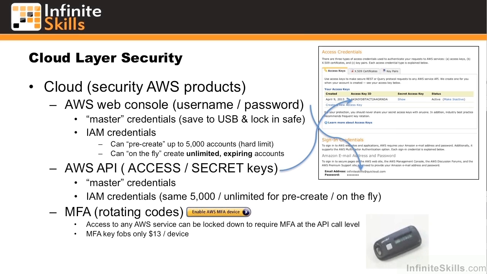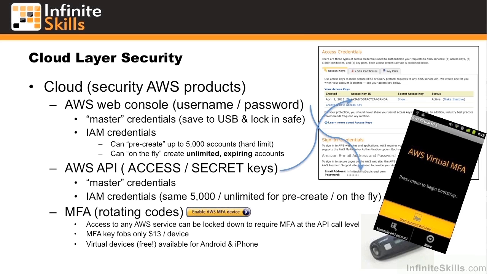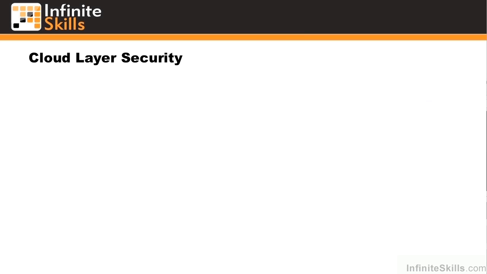These are essentially little key fobs that you pass out to individuals in your organization. The key fob has a rotating number on it that requires you punch the number in when you access the code. Amazon also provides apps for iPhone and Android, and you can download virtual MFA appliances for free. The key fobs themselves are only $13.